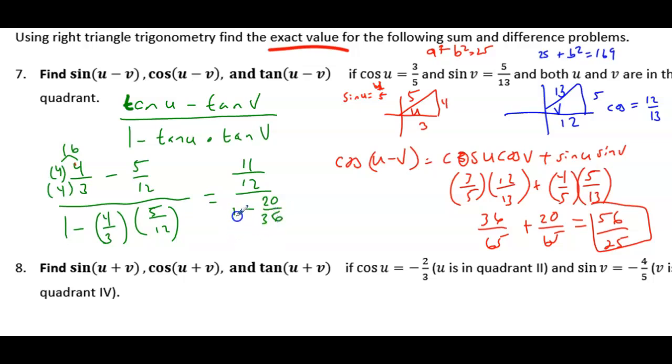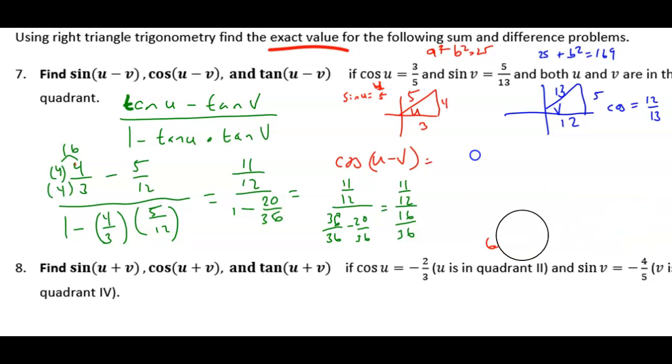So now one more time, I need common denominators. I'm going to make that 1 into 36 over 36, so I can have the same denominator right here. So 36 minus 20 is 16 over 36, all over 11 over 12. So now we just keep, change, flip. Keep, change, flip this guy. So 11 over 12 times 36 over 16.